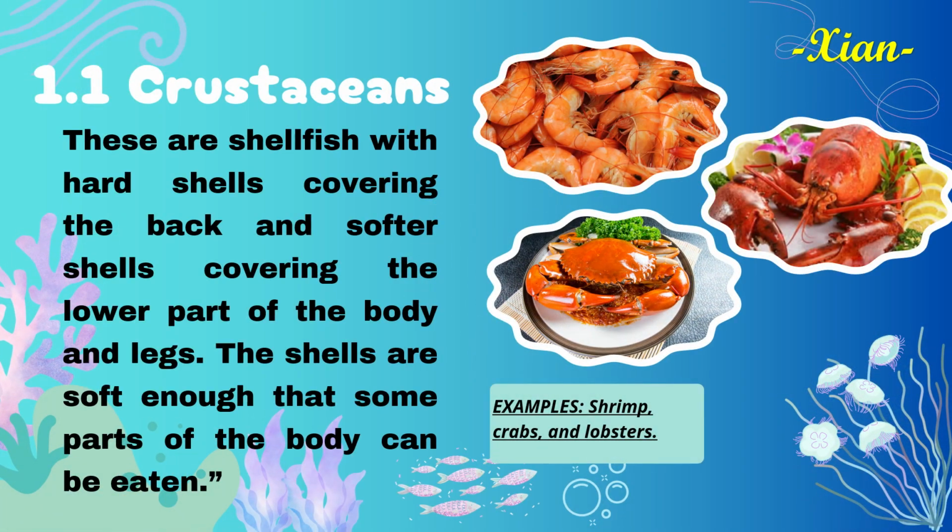Under shellfish are the crustaceans. These are shellfish with hard shells covering the back and softer shells covering the lower part of the body and legs. The shells are soft enough that some parts of the body can be eaten. Examples: shrimp, crabs, and lobsters.